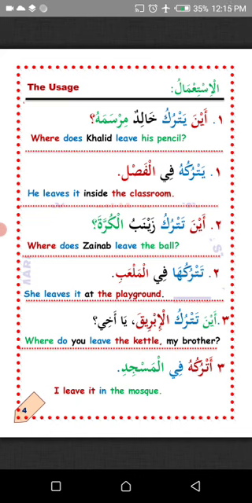Number 3. أين تترك الإبريق يا أخي؟ Where do you leave the kettle, my brother? Now the answer. أتركه في المسجد. I leave it in the mosque. لعلك فهمت؟ I hope you understand.